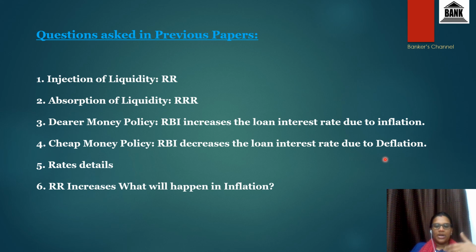This is the reverse of repo rate: if the RBI wants to improve the deflation situation in the economy, they will decrease the repo rate, the rate at which they are offering loans to other banks. I have mentioned the current rate details as of today's date, but on a two-month basis the rates will change. So whenever we are appearing for the exam, please have a look at the rate details. Then they'll ask, if the repo rate increases, what will happen to inflation? This is the reverse of the third question. When the repo rate increases, the inflation will get reduced because other banks will not get loans from RBI because the repo rate interest will be high.